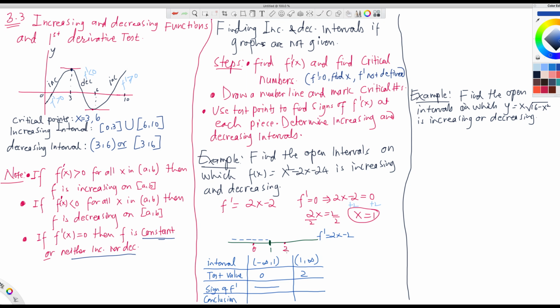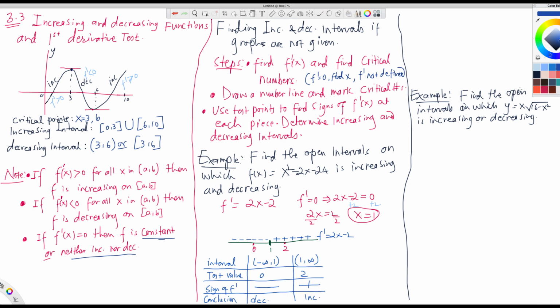Okay. Now let's pick another test point, 2, and plug it into f prime. So 2 times 2 is 4, minus 2 is positive 2, right? So that will be positive there. Or you can write plus signs like that. You see that? Now conclusion. If it is negative, it is decreasing, because f prime negative means decreasing. And f prime positive means increasing.